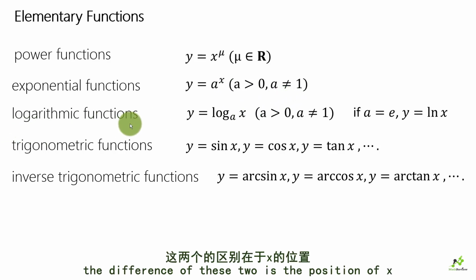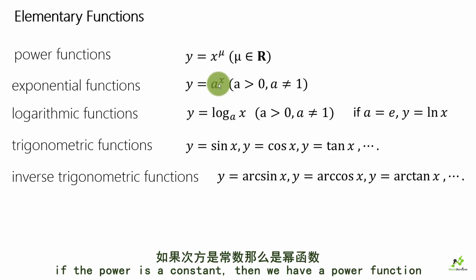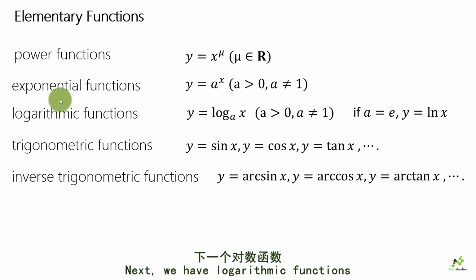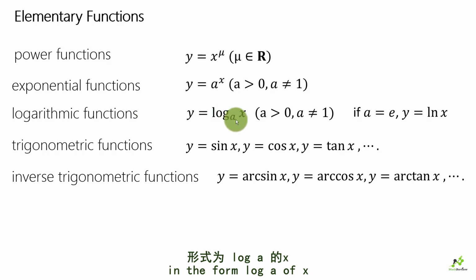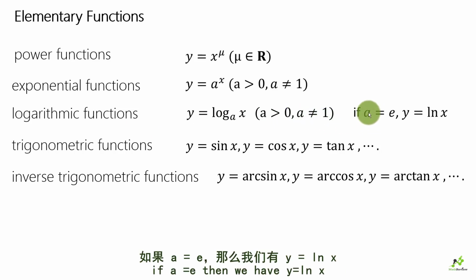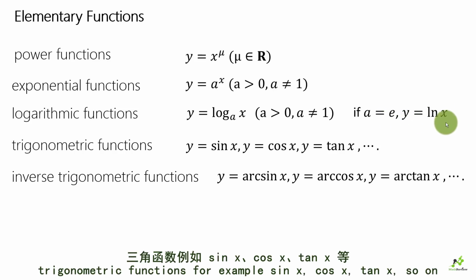The difference of these two is the position of x. If the power is a constant, then we have a power function. But if the power is not constant, then we have an exponential function. Next, we have logarithmic functions in the form log a of x with a positive and different from 1. If a equals e, then we have y equals ln of x.